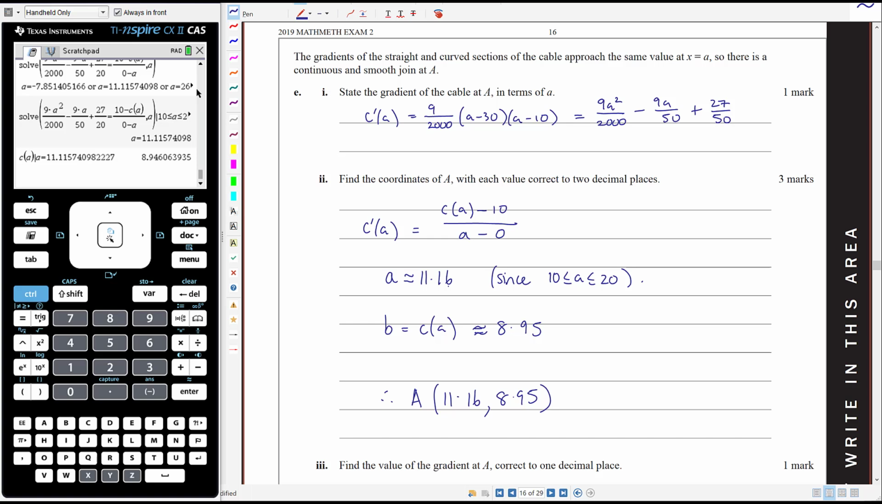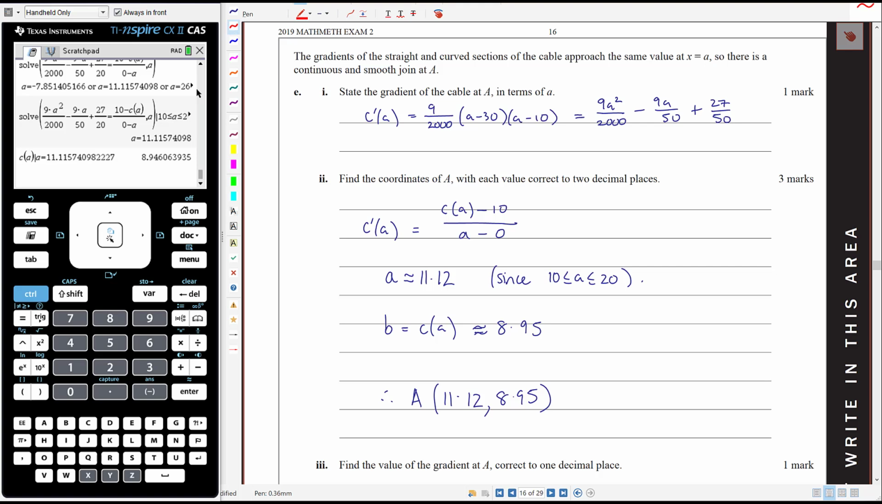Sorry, I just realised I rounded that incorrectly. That's not 11.16, it's 11.12. The 5 tells us to round the 1 up to 2, not the 5 up to 6. Sorry, so that's 11.12. I used exact values in my CAS. There's no issue with the coordinates of the point.